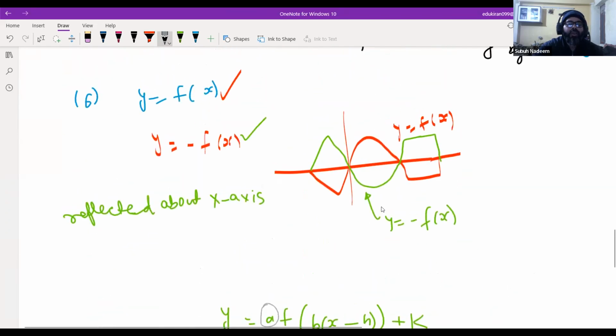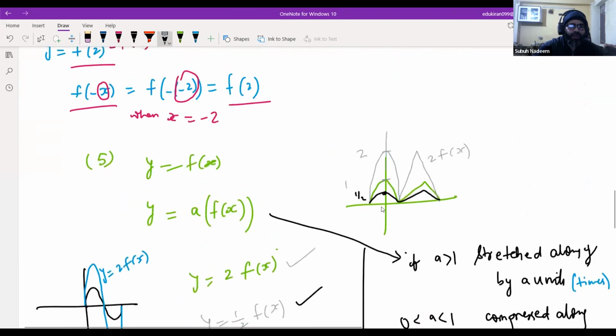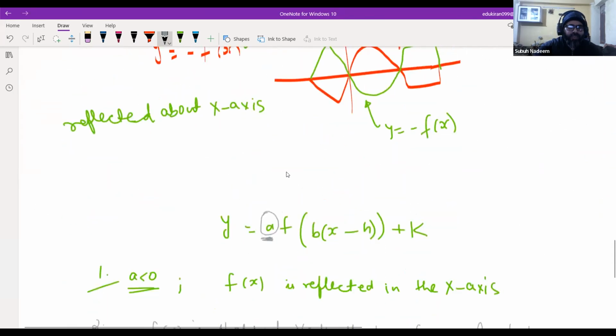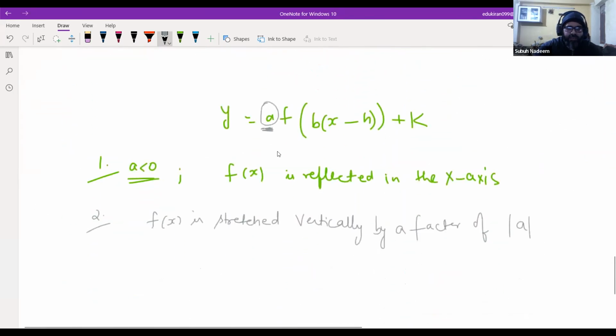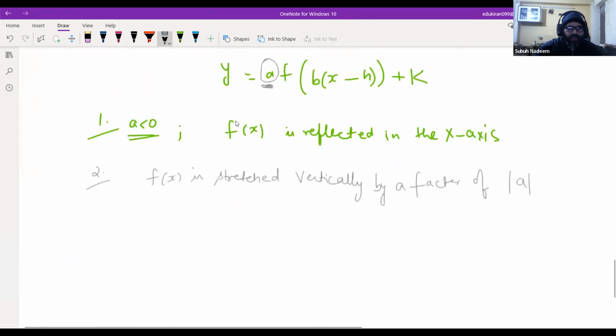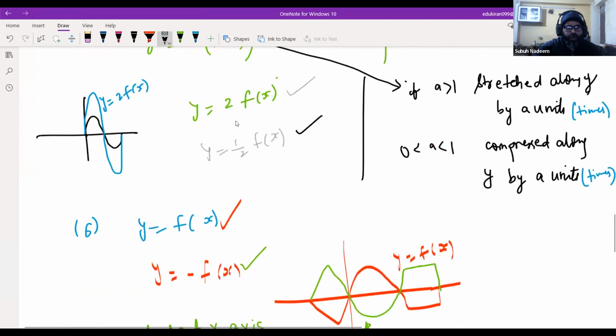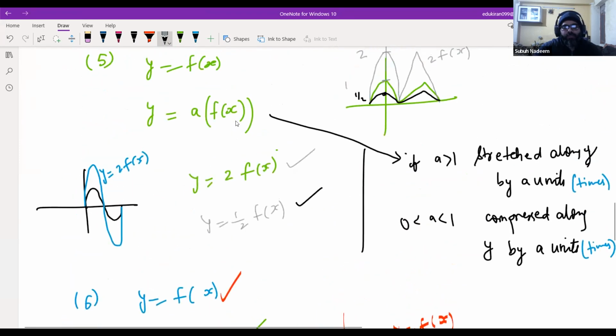So as we saw here in the fifth point, it is stretched vertically if a is multiplied outside the function. So they have in two different points given it. When a is negative, it is reflected in the x-axis, which is the sixth point, and f of x is stretched vertically by factor of mod a, that is fifth point. Is it okay? Yes, sir.